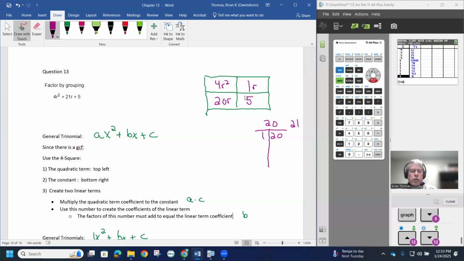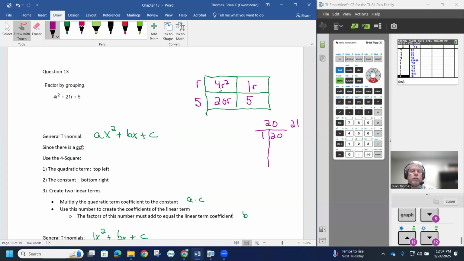So now we're just going to turn our attention to the box. So from here, when we do factor by grouping, we look for the GCF in the top row. What does a 4r squared and a 1r have in common? Looks like the only thing I'm seeing in common is they have an r in common. So I'll bring out an r. If I look at the 20r plus 5, what do these 2 terms have in common? It looks like they have a 5.